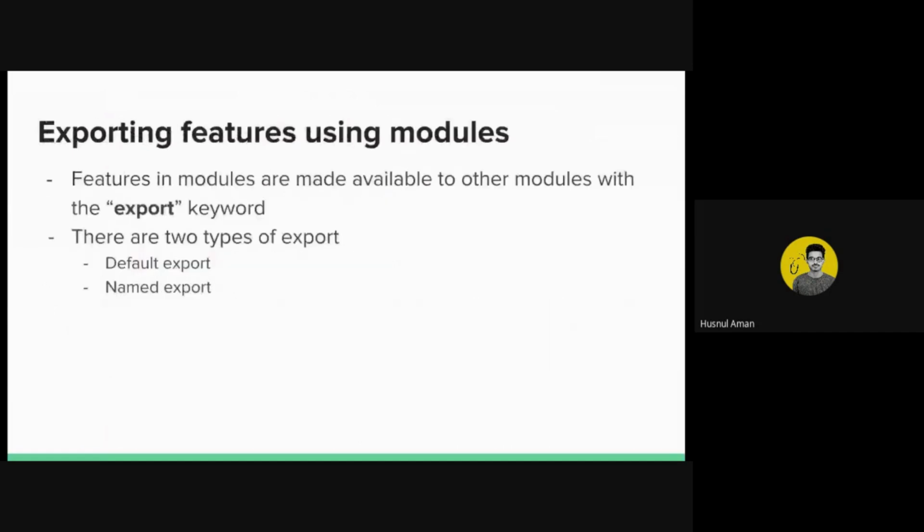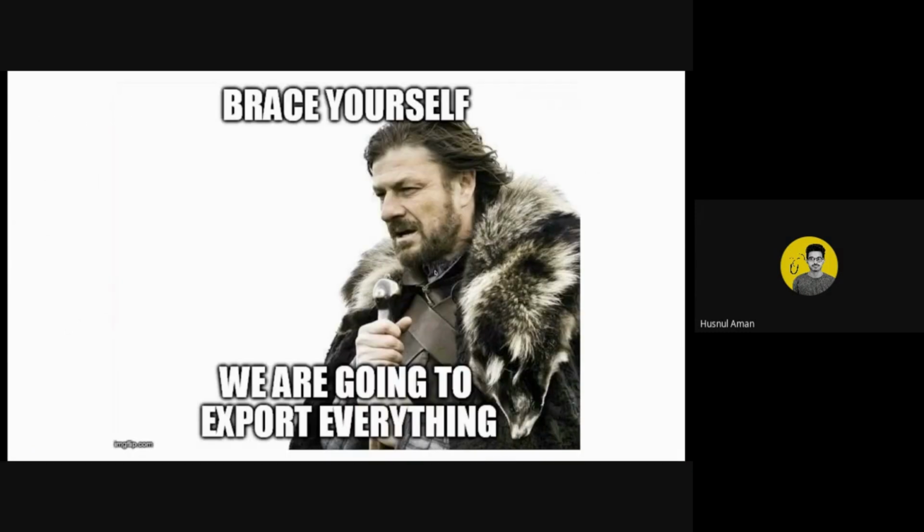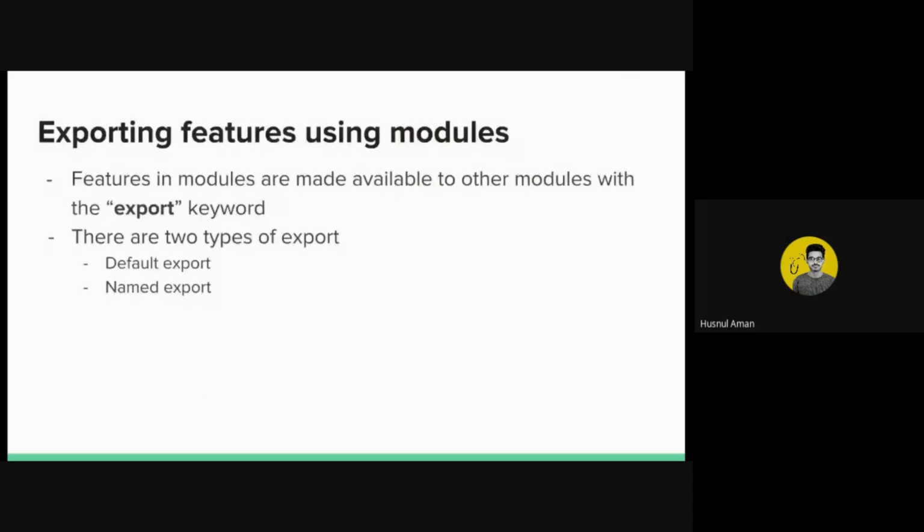So, exporting features using modules. Whatever we create inside the modules is not available to the outside world. Ultimately we want some kind of mechanism to export variables to other parts of the modules. So we have this keyword. Features in modules are made available to other modules with the export keyword. That's how we export the features from one module to another module.